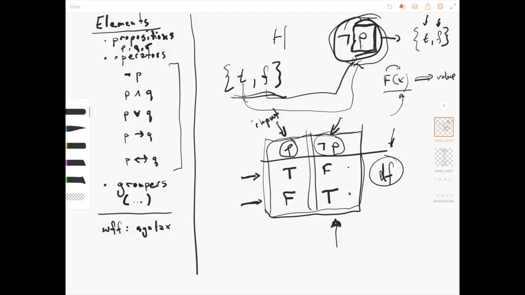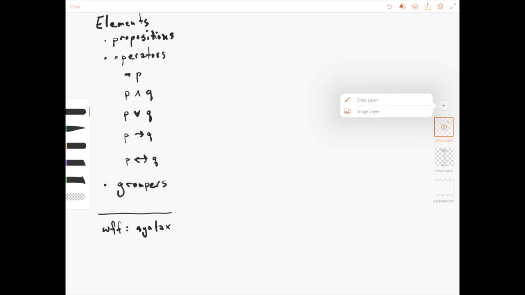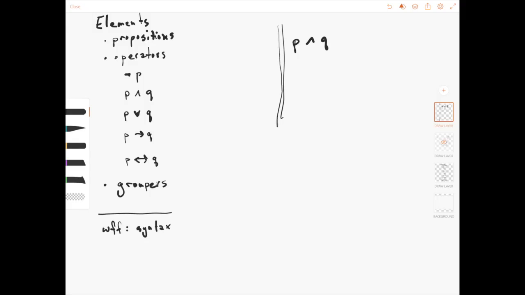Now let's look at another operator. This time let's look at the operator P and Q. Now we have a different problem, which is we have two variables. If we have two variables, we need to consider more possibilities because, as we learned in our introduction to propositional calculus, P can be either true or false, and Q can be either true or false. So we have to consider every possible combination of values that P and Q could have.